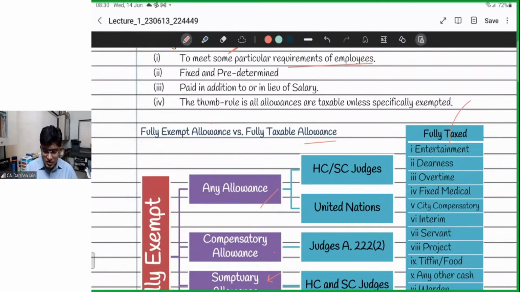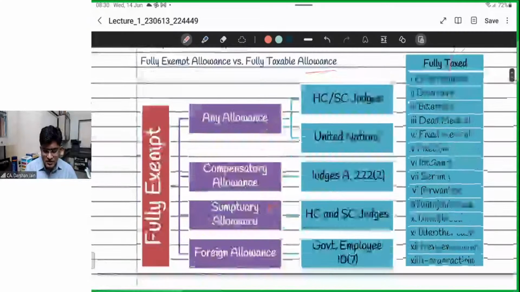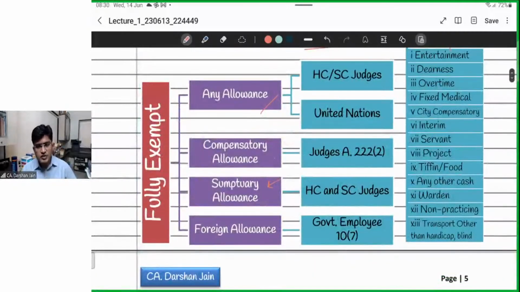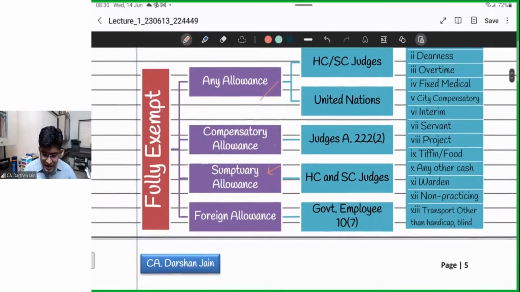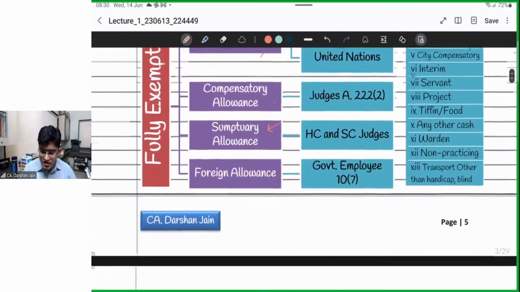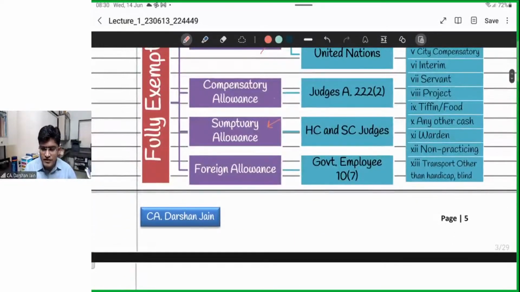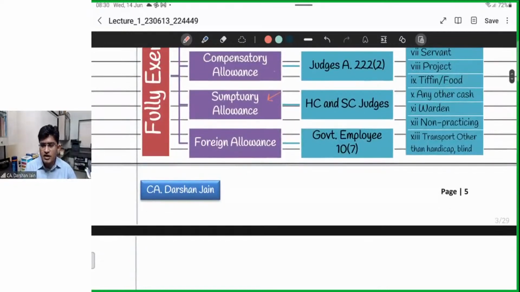Then, DA allowance, overtime allowance, fixed medical, city compensatory. Usually, an employee who is posted, let's say, in a small town, and thereafter is asked to move to a bigger town, right? A bigger town would mean higher cost of living, and therefore to compensate that, city compensatory allowance is given. That is also taxable. Interim servant allowance, project allowance, etc. So a lot of those, by whatever name called, are going to be taxed.